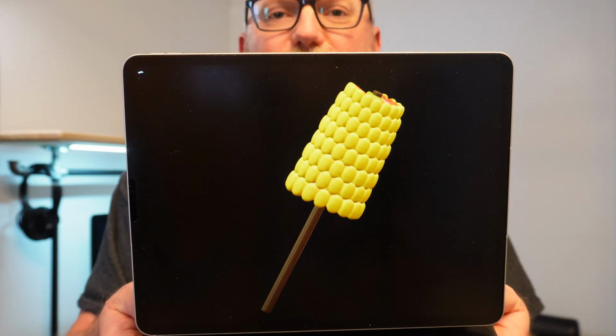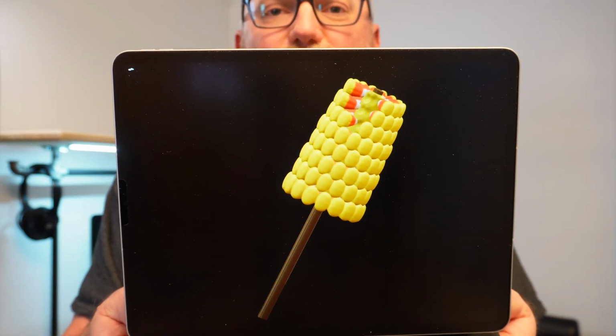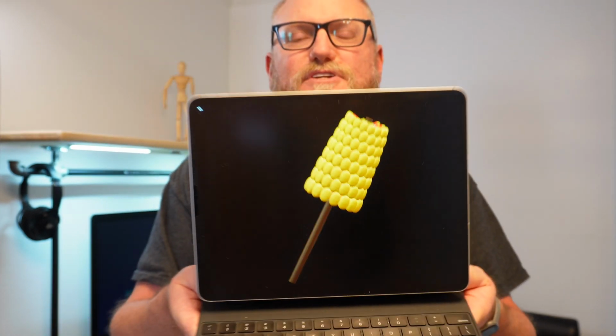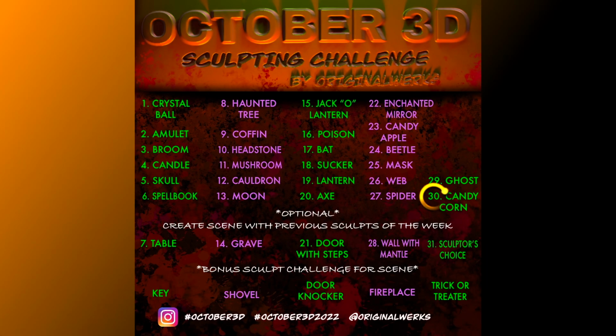Candy corn. And I ended up making a candy corn cob, which I thought would be kind of fun because we're going to use some new tools today. All right, I'll put up the rest of the prompt list now. As you can see from today's sculpt, I'm going to show you how to use the new radial symmetry and array functions we have access to now.